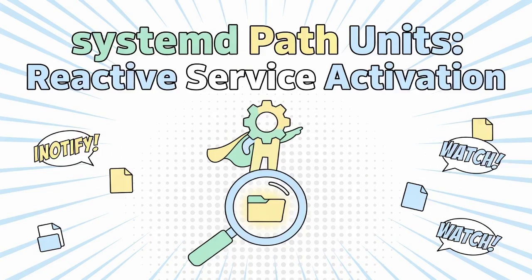Today we're cracking open systemd path units, the reactive trigger that fires a service the instant a file or directory changes state. No polling, no cron loops, just pure event-driven activation powered by the Linux kernel.